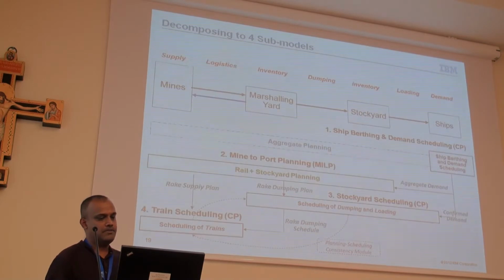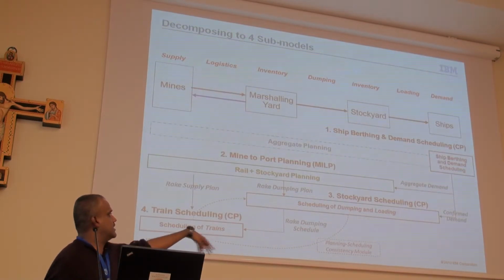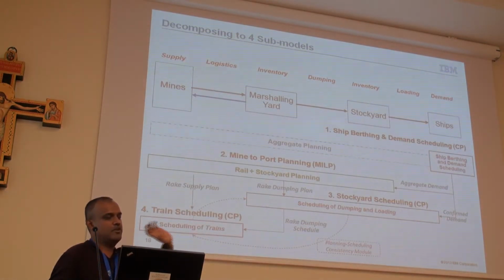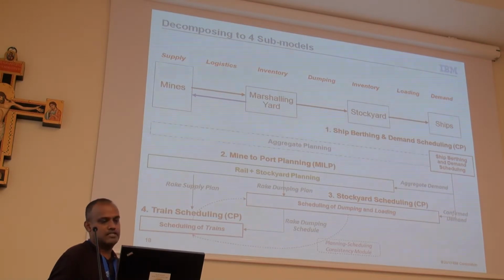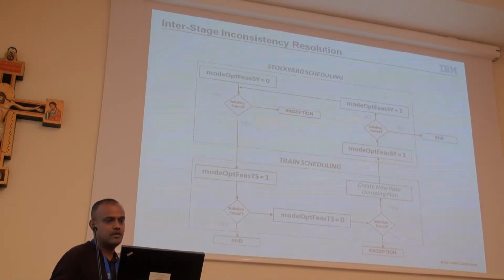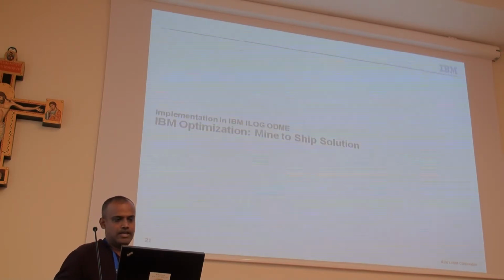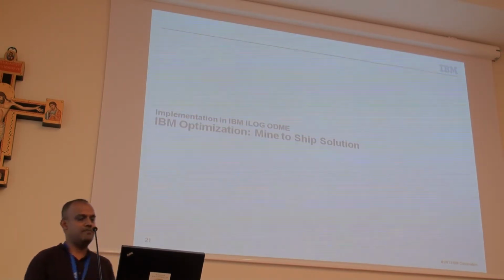Okay, and so the way we have done it is that for the first problem we have used constraint programming because it's full of logical constraints, and the second one is MILP. Again, the third and fourth are constraint programming. Okay, this is where we solve the inter-stage inconsistency resolution. Okay, so let me go on. So how have we implemented this?